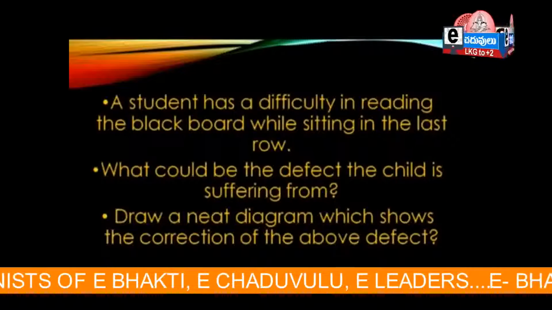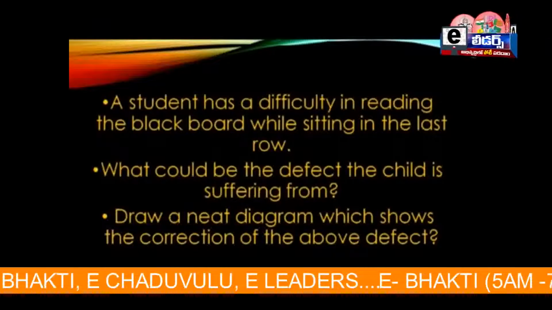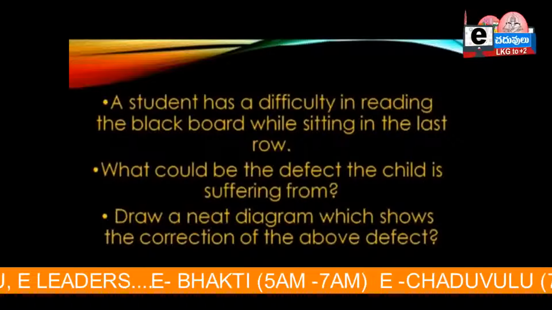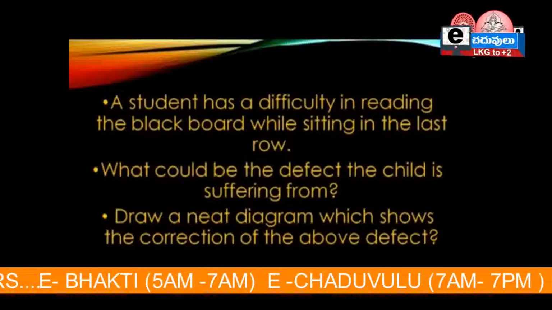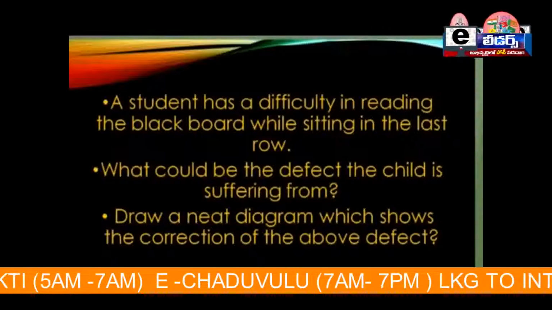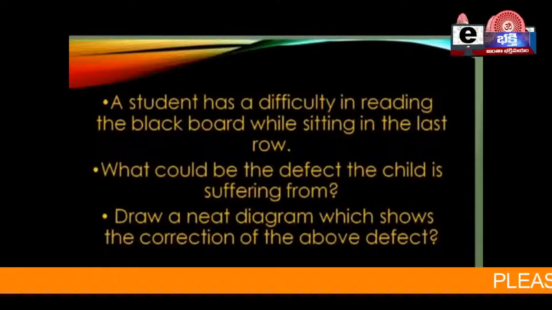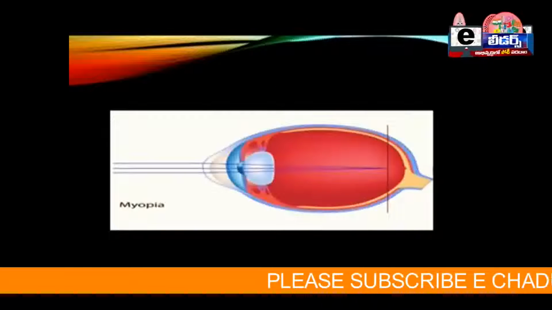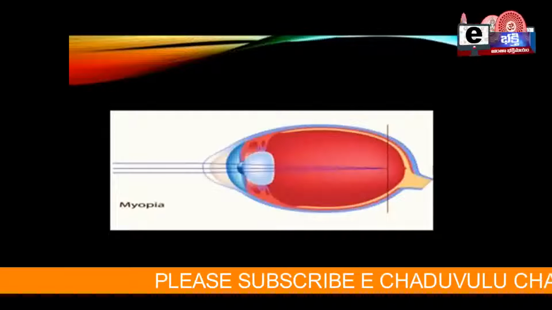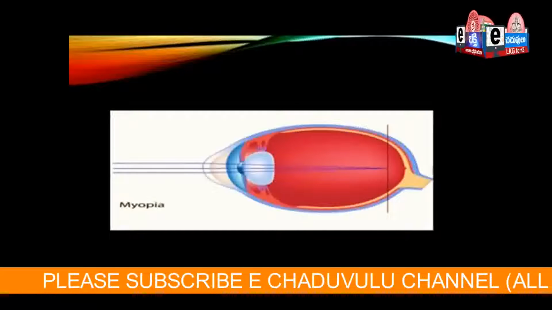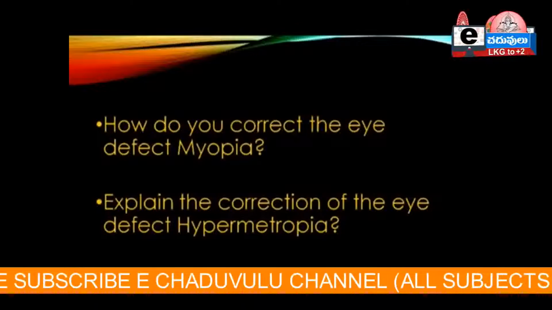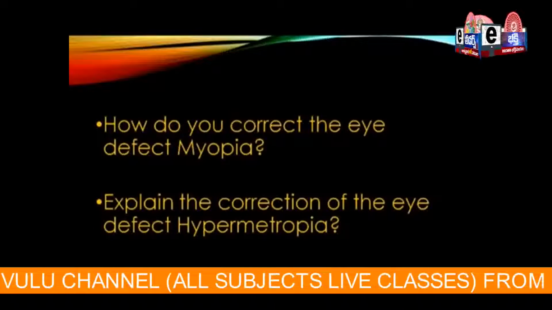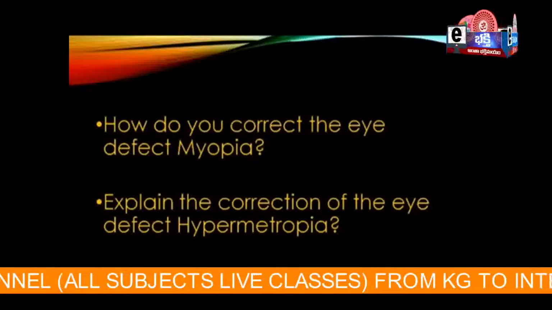A student has difficulty in reading the blackboard while sitting in the last row. What could be the defect the child is suffering from? Draw a neat diagram which shows the correction of the above defect. By giving this type of diagram, they can ask you which type of defect it is. How do you correct the eye defect myopia? Explain the correction of hypermetropia with a suitable diagram.